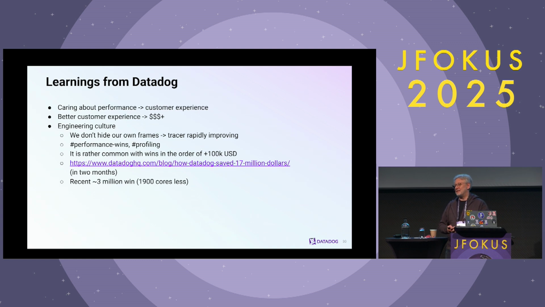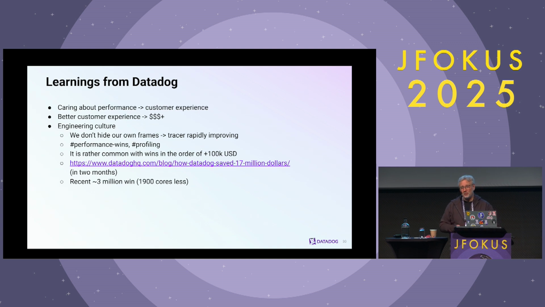We introduced Slack channels, like performance wins and profiling. And the performance wins channel became popular, also because of the anchoring from higher level executives like the CTO and the CEO, who were there celebrating even small wins in those channels. It became very common to get performance wins that translated into the hundreds of thousands, sometimes millions.